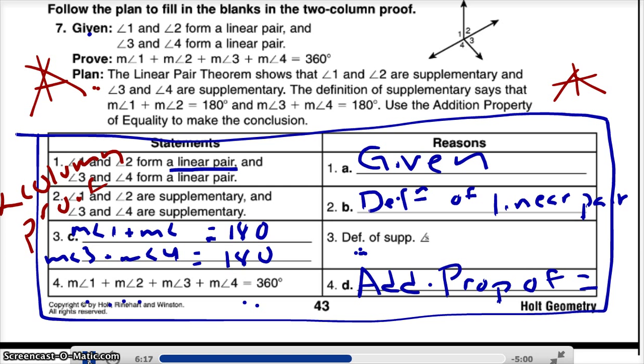So notice it says the same thing: the linear pair theorem, and then angle 1 and angle 2 are supplementary, and angle 4 and angle 3 are supplementary. The definition of supplementary states that the measure of angle 1 plus the measure of angle 2 equals 180, and the measure of angle 3 plus the measure of angle 4 equals 180. And then you would use addition property of equality to make the conclusion.